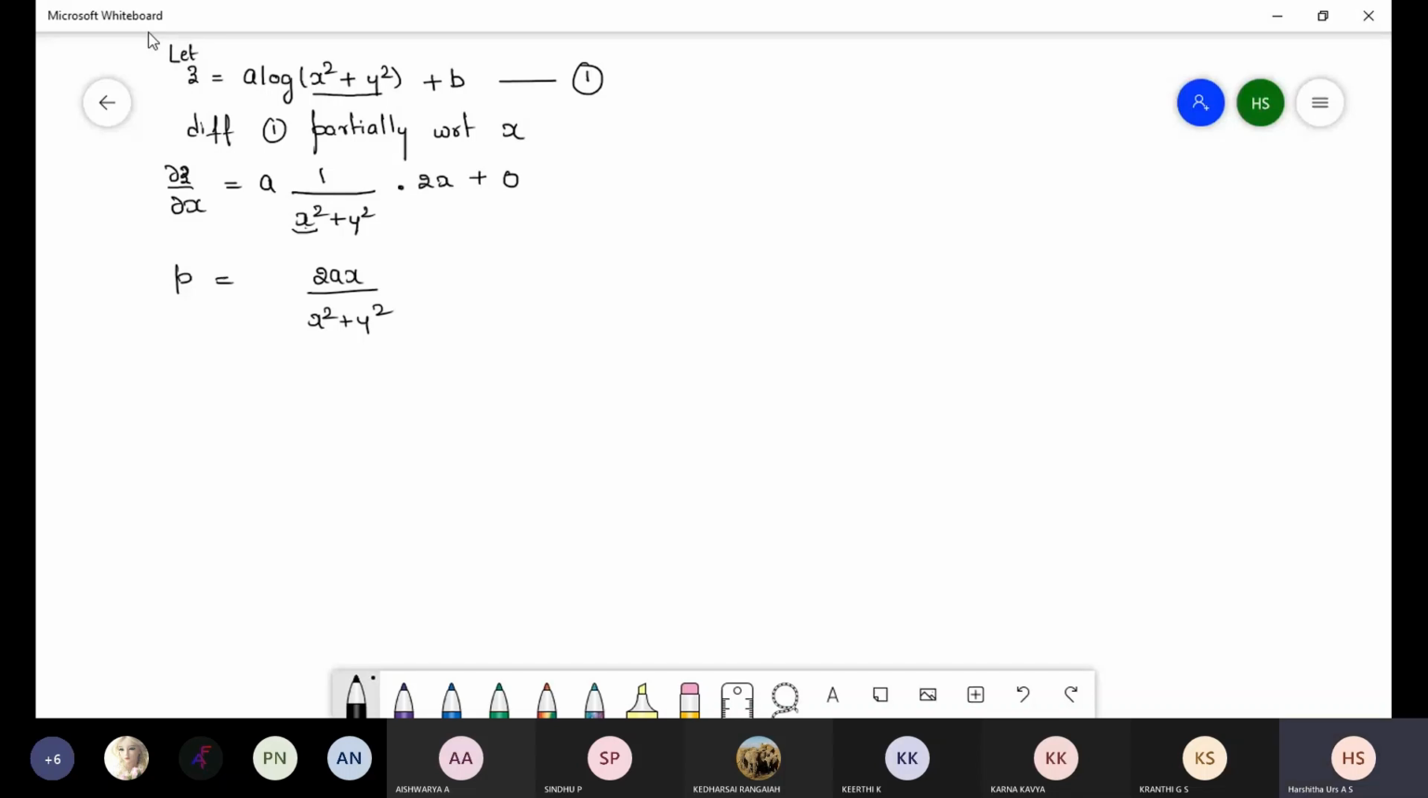Now differentiate equation 1 partially with respect to y.